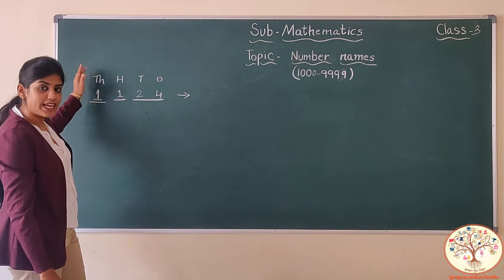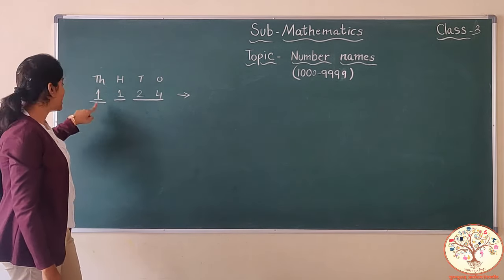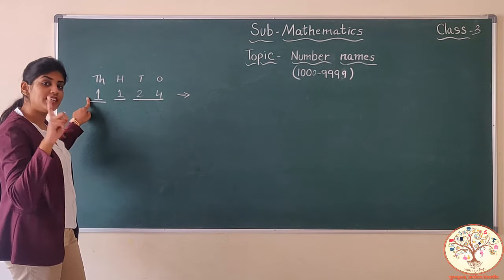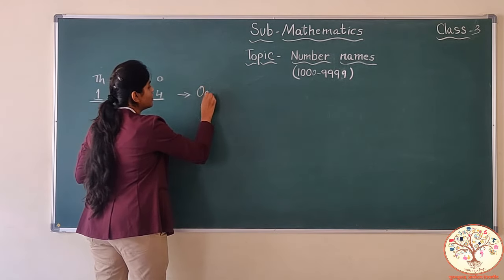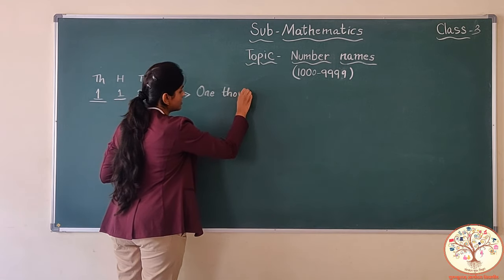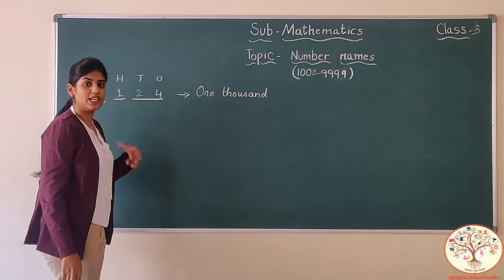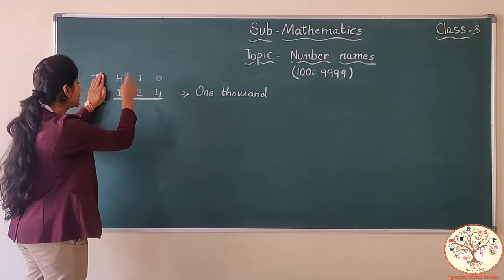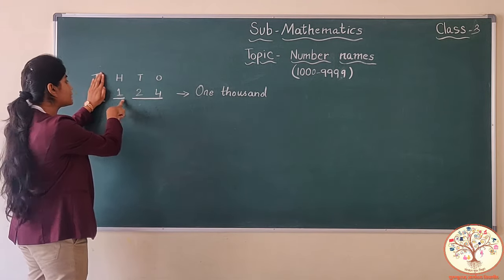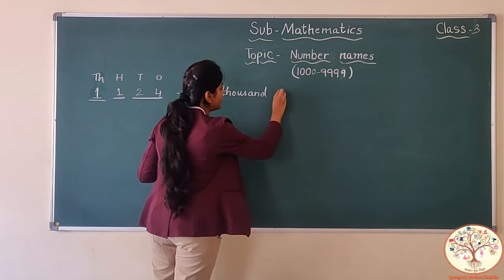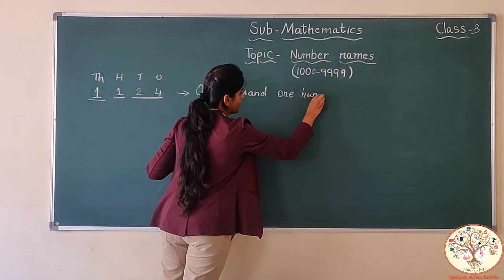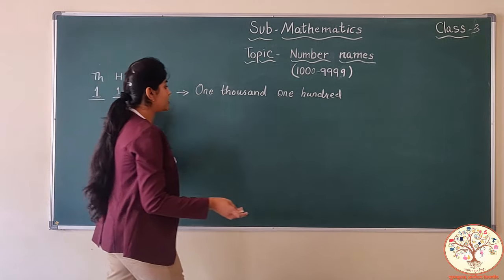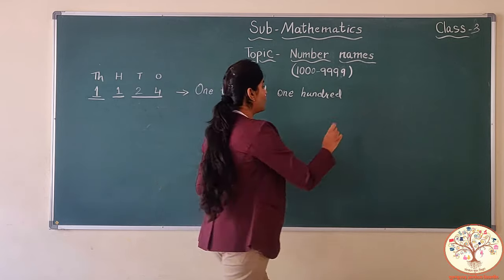We will start from the left side, from the greatest place value, that is 1000. Now, what number is written in the 1000 place? 1. So, we will call it 1000. Okay? And next, you already know how to write the number name for 100, tens and ones, right? So now 1 is in the 100 place, so the number name for this will be 100. And tens and ones will be together, so this number is called 24.